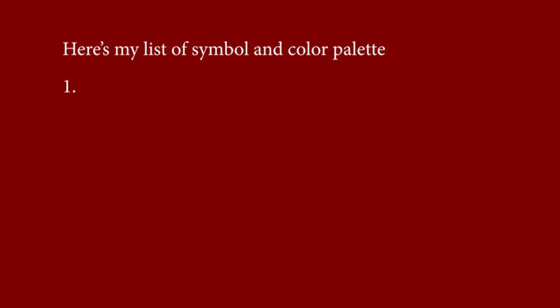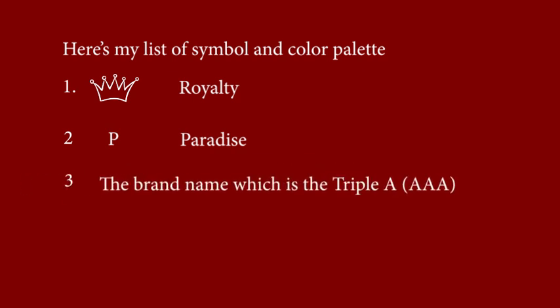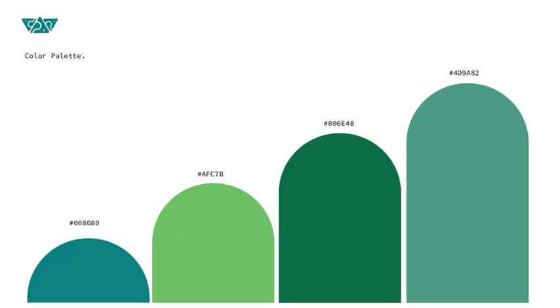Number 1, crown, which represents royalty. Number 2, letter P, which represents paradise. Number 3, the brand name, which is AAA. And lastly, a path. And here is the color palette I'm going to use for this design.